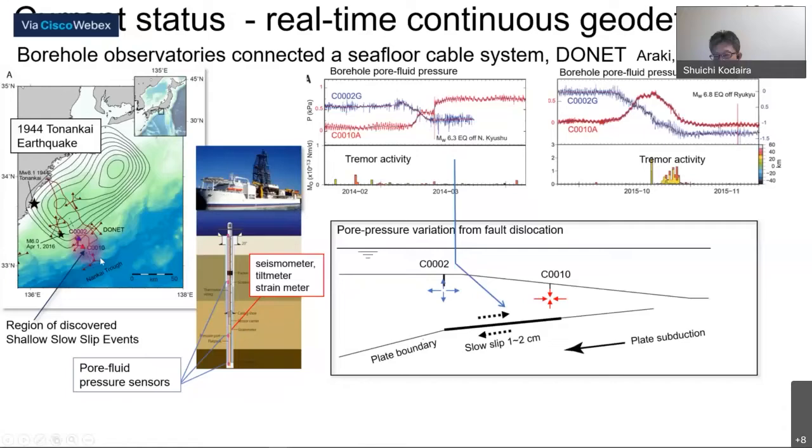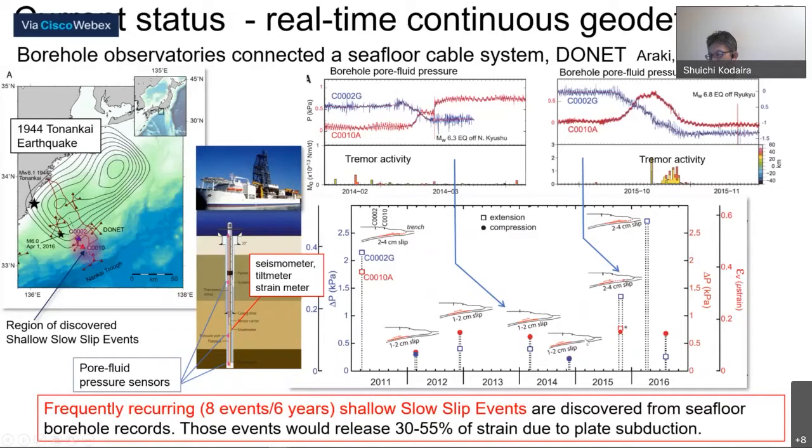And looking back at all observed data back to about 10 years, we found that these slow slip events occurred every year or 1.5 years. And also we estimated that those events release 30 to 55% of strain due to plate subduction. So this is a very good example of how the seafloor geodetic method is important to detect slow slip events in the subduction zone.